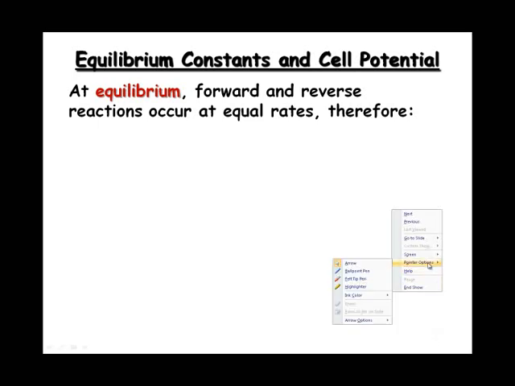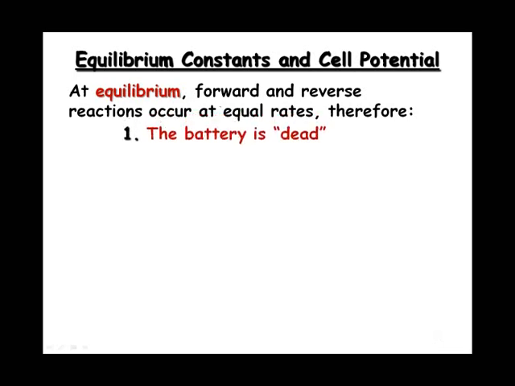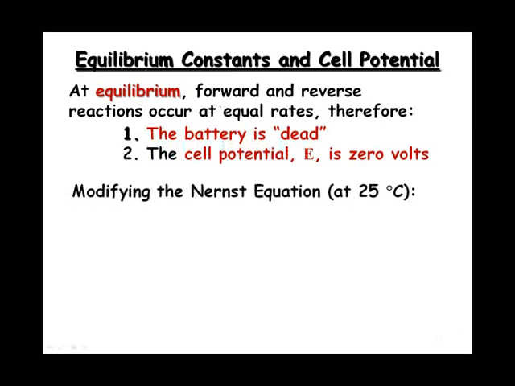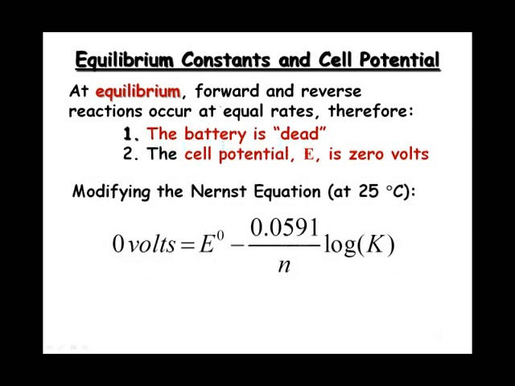Now I can also use the Nernst equation to figure out what my equilibrium constant is, because at equilibrium the forward and the reverse reactions occur at equal rates, and if that is true, then the battery is dead because there's no electrons moving, right? So the cell potential E is going to be 0. So I can use that in my equation. I set the cell potential to be 0, and it's going to be E naught minus this, and I can just simply solve for K.